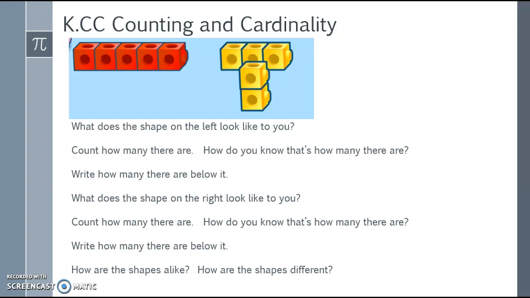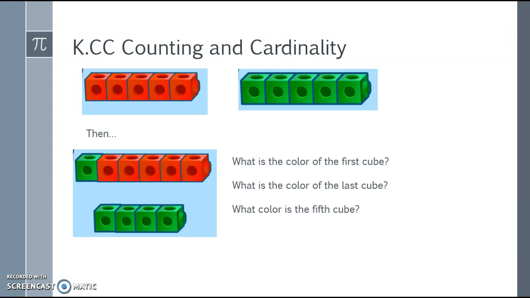Others, how are the shapes alike? How are the shapes different? So compare and contrast is also important because although their shapes are different, they still contain 5 objects. So let's say I have these clip cubes together here, and I can say that there are 5 red ones and count that there are 5 green ones.